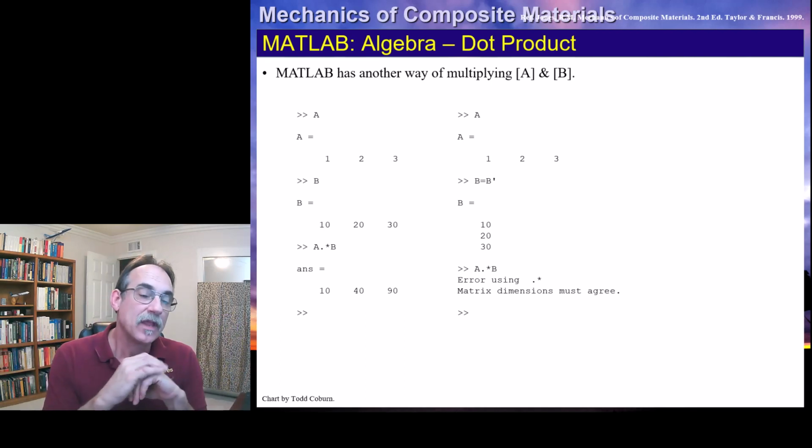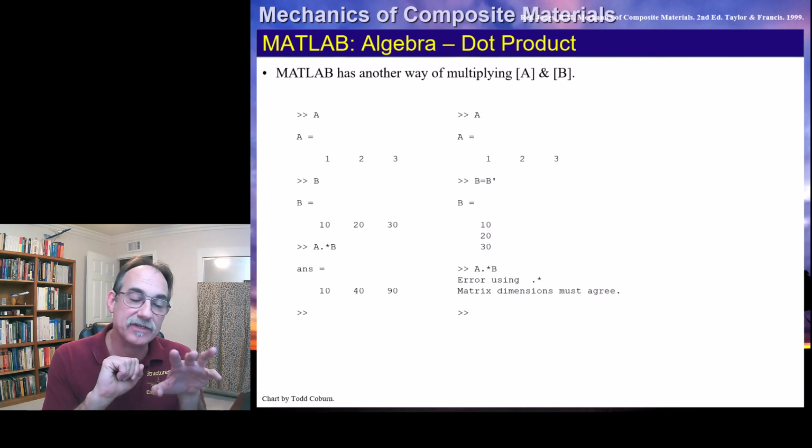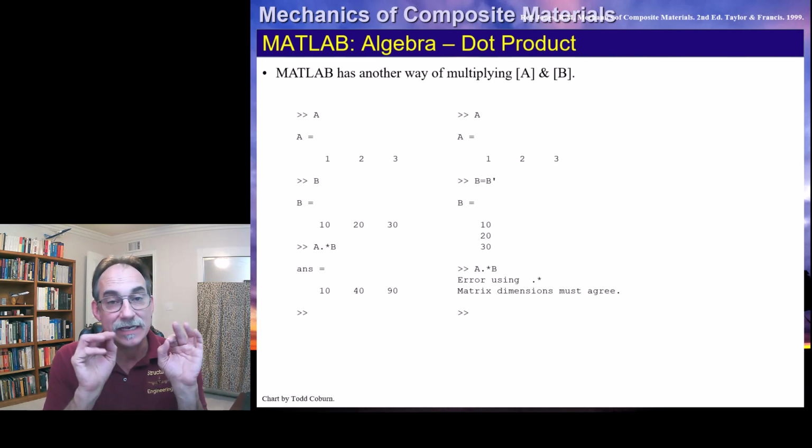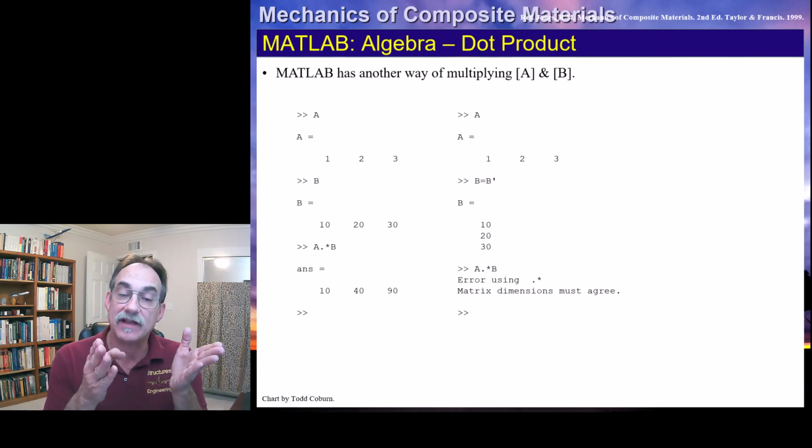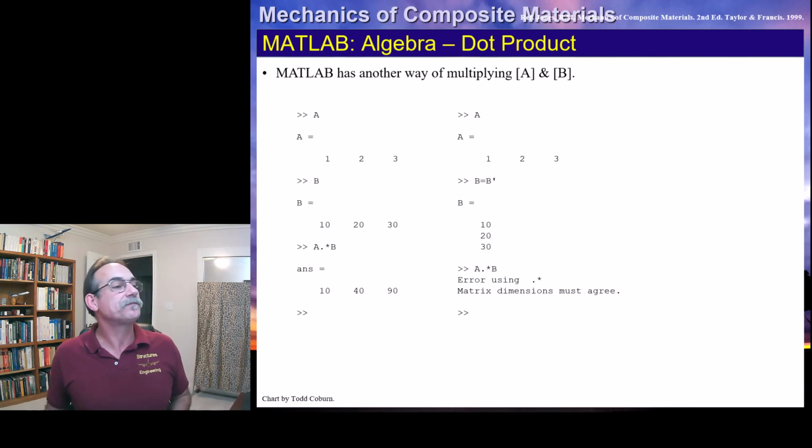So once again, with a matrix multiplication, the first one has to have as many columns as you have rows in the vector that you're multiplying against. And when you're doing a dot product, those matrices are going to have the same size. Okay?